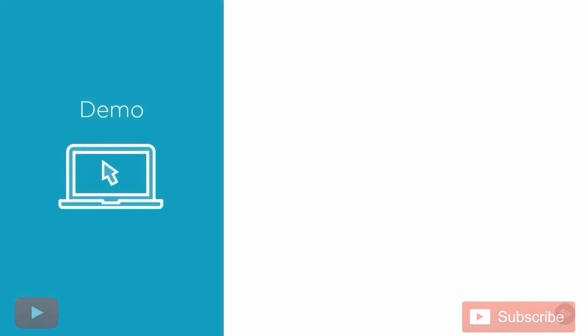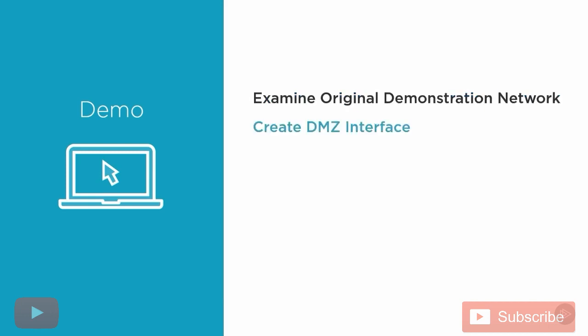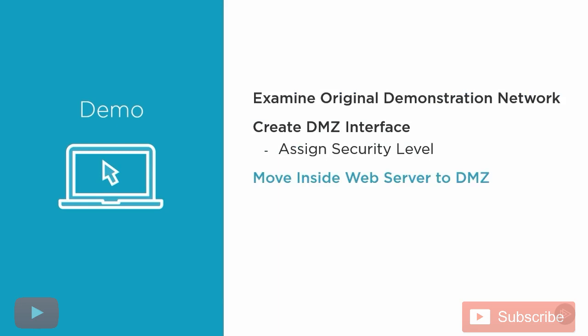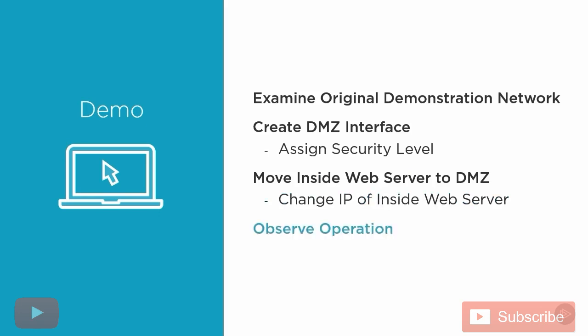Let's move into a demonstration. We can see this actually happening. So what I'd like to do is examine my original network demonstration and see that we can access my inside web server from both my inside PC and from out on the internet. Second, I want to create the DMZ interface, assign the security level to it, and then move my inside web server to the DMZ. We'll change the IP address of our web server, and then we're going to observe its operation. By the end of this, I'd like to accomplish exactly what you just saw in the previous slides.